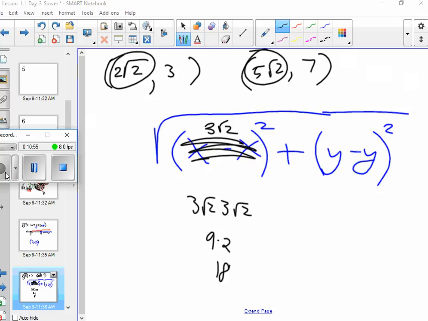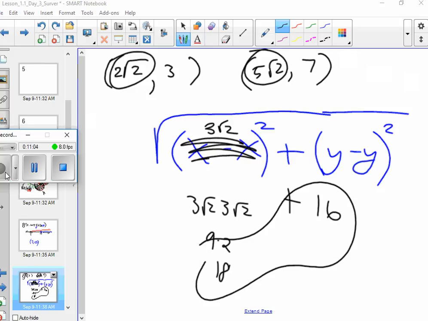Awesome. Then the other part is the y's subtracted, which is much easier. 7 minus 3 is 4, and then 4 squared is 16. So 18 and 16 makes a total of 34. Square root of 34. Raise your hand if you had the square root of 34. Awesome. Now, can you simplify that further? Sure, but I'm not going to make you do that today.